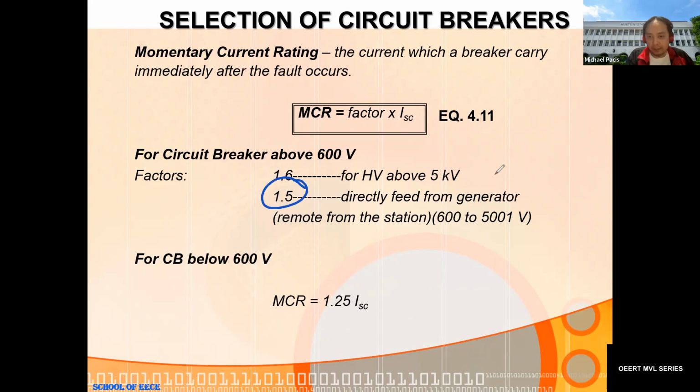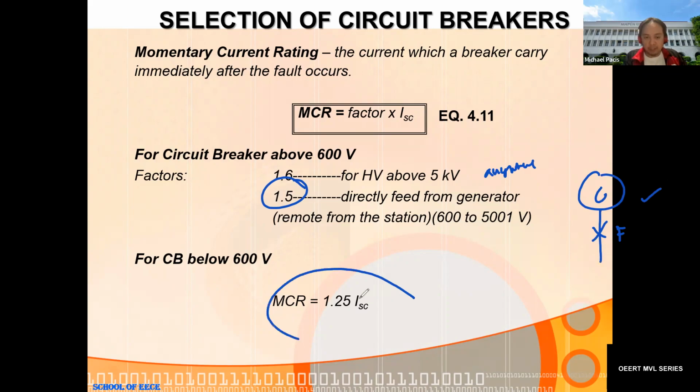What's the meaning of this? Ito, anywhere on the power system. But if the fault occurs mismo sa genset, you need to multiply it by 1.5. Hindi po 1.6. Okay? Now, if that is below 600 volt, whatever MCR, just multiply it by ISC. Yung kanina pala, I forgot to mention sa CAIC, if the fault point voltage is lower than 600 volts, your CAIC is simply equal to whatever your short circuit current is. Okay.